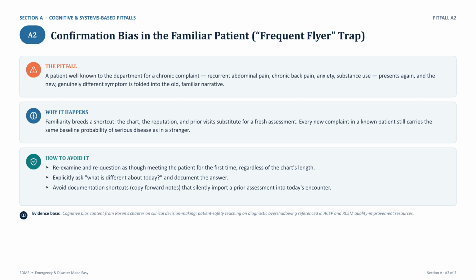Pitfall A2 is confirmation bias in the familiar patient, often called the frequent flyer trap. Familiarity can lead to a shortcut where previous records substitute for a fresh assessment. Guard against this by re-examining every patient as if it were your first time meeting them.